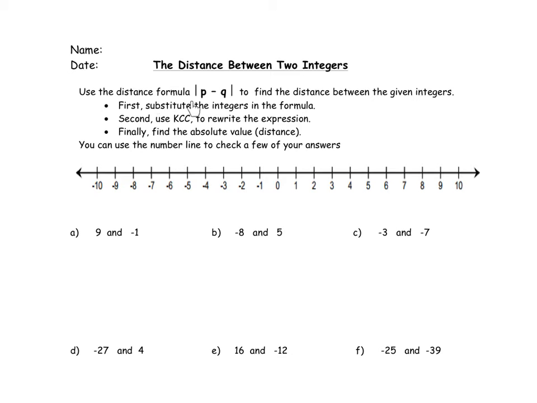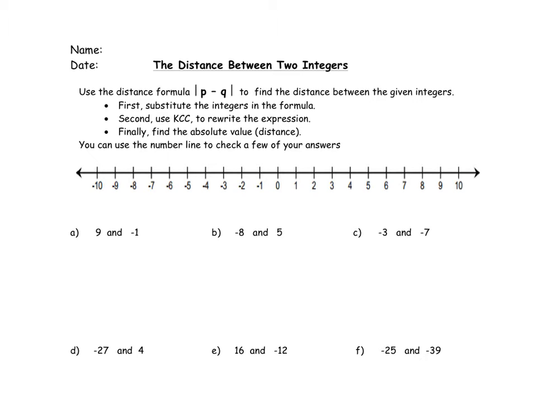Use the distance formula, the absolute value of p minus q, to find the distance between the given integers. First, substitute the integers in the formula. Second, use keep change change to rewrite the expression. Finally, find the absolute value, or the distance. You can use the number line to check a few of your answers. And letters A, B, and C are numbers that are small enough that we can see them on the number line. And the rest of the sheet we won't be able to use the number line.